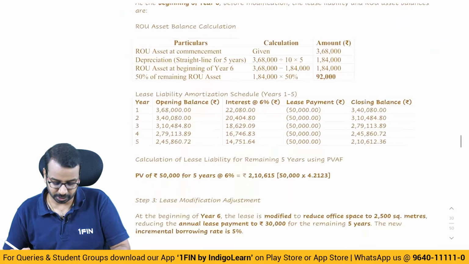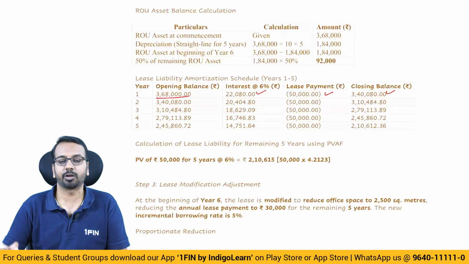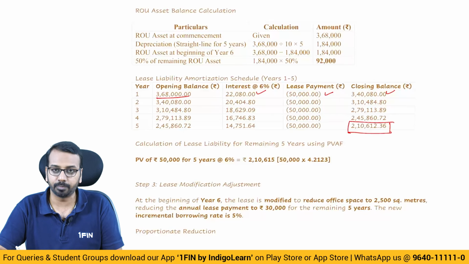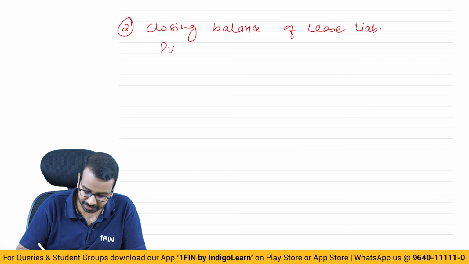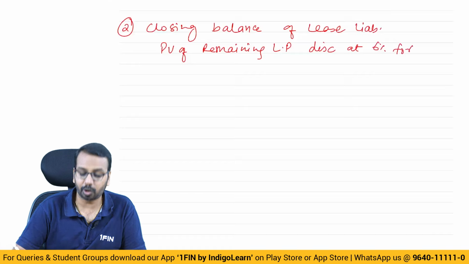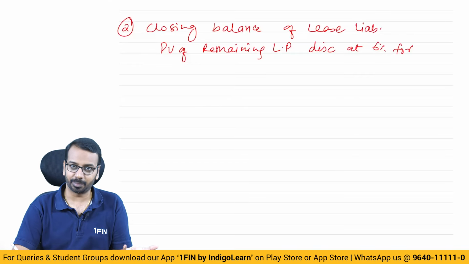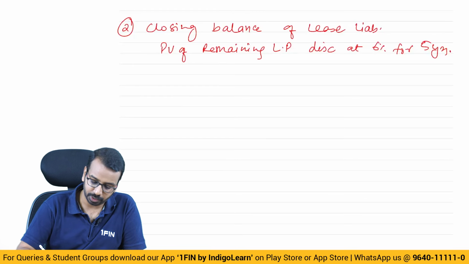One option, as I told you, is to take the opening balance 3,60,000, add interest, less payment, and get the closing balance. You will get 2,10,612. Or you can take the present value of the remaining lease payment discounted at 6% for how many years? We are modifying it at the beginning of year 6, meaning 5 years have been completed and 5 years are left.